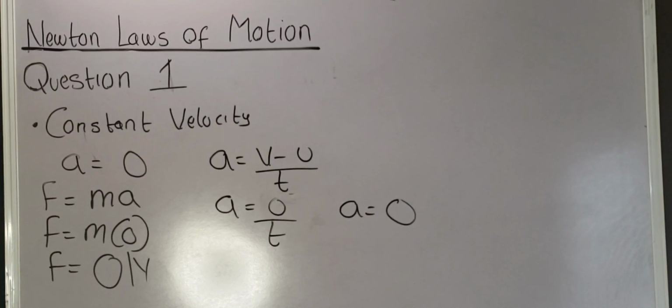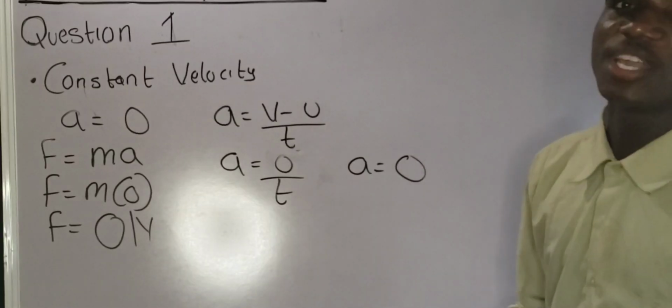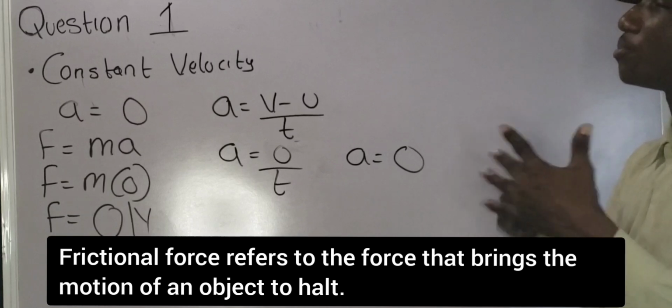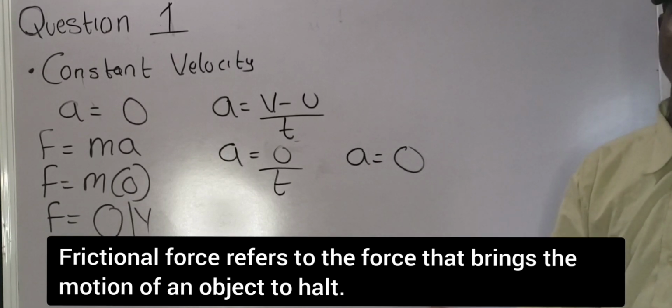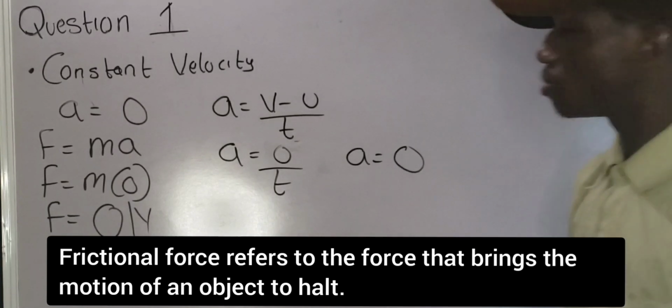Now, if the frictional force acting on the car is 1,500 Newton, what force is applied to the car? Now, let me start by asking you this question. What is a frictional force? A frictional force is the force that brings the motion of an object to a halt. Frictional force opposes motion. Do you understand?